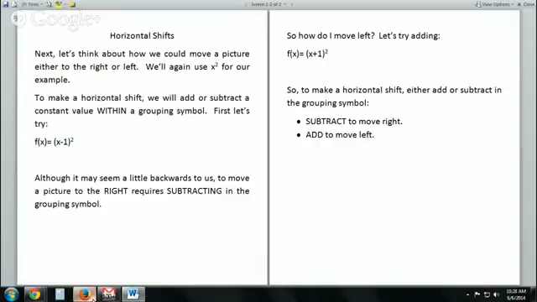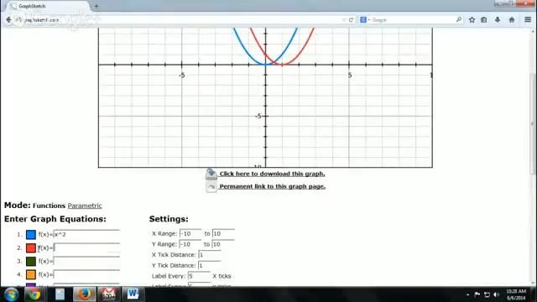Let's go back to our graphing page. I'm going to first take away the picture that we shifted to the right. Here's our friend x squared again. And now let's see if we can get a picture that will go to the left. By adding 1 inside the grouping symbol, everybody's going to move left.